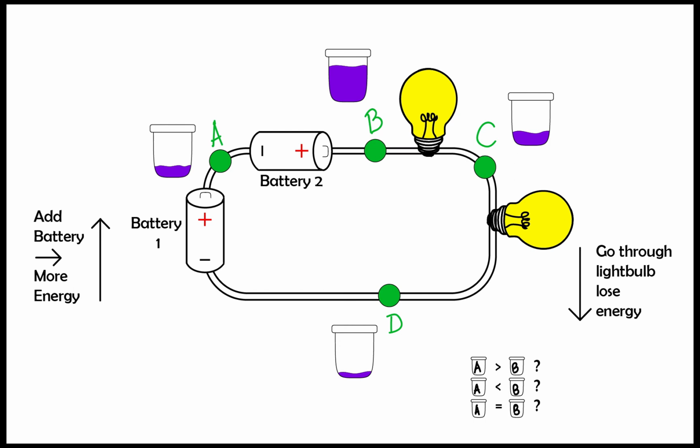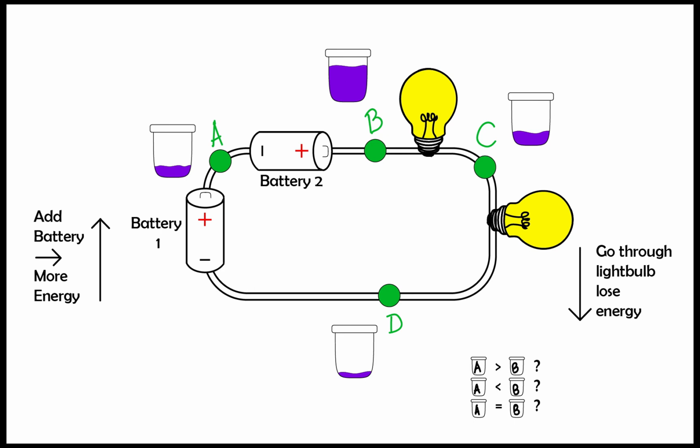We don't know if the energy at point C is greater than at point A because we don't know if the energy generated by battery 2 is greater or smaller than the energy consumed by the first light bulb. It's even possible that the energy at point C is exactly the same as the energy at point A. We will talk a lot more about this concept in later videos, but for now it is important to recognize that each point on the circuit may have different amounts of energy depending on the type of components present.